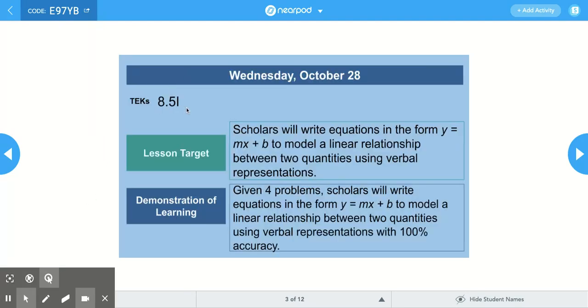Today's TEK is 8.5i. Our lesson target is that scholars will write equations in the form y is equal to mx plus b to model a linear relationship. In this case, because we're using y equals mx plus b, it's going to be a non-proportional relationship between two quantities using verbal representation, so from word problems, basically. And our DOL is given 4 problems. Scholars will write equations in the form y is equal to mx plus b to model a linear relationship between two quantities using verbal representations with 100% accuracy.